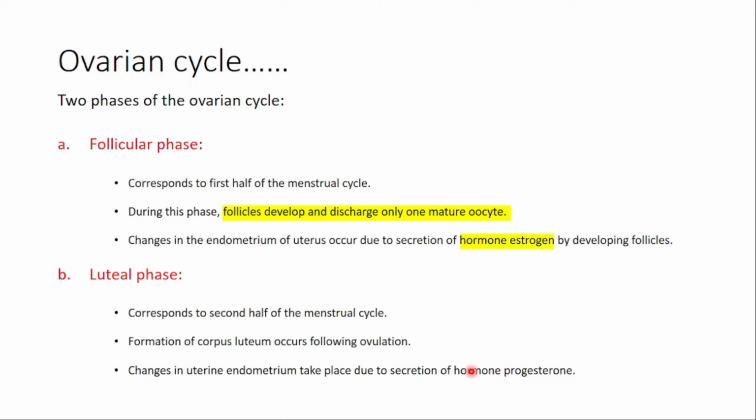by the developing follicles. Then the luteal phase corresponds to the second half of the menstrual cycle, and formation of corpus luteum occurs during this phase after ovulation, and changes in the endometrial wall of the uterus during this phase take place due to the hormone progesterone.